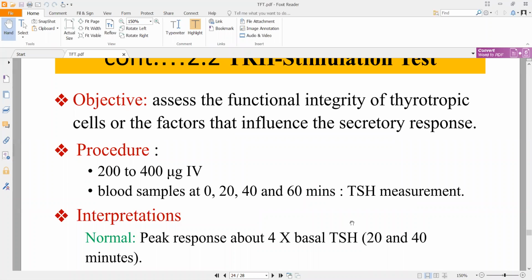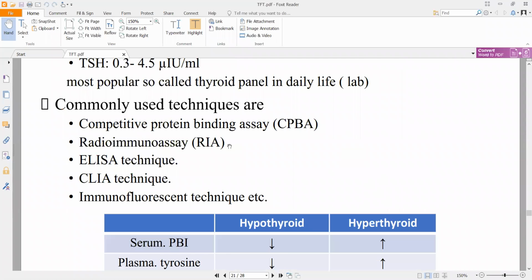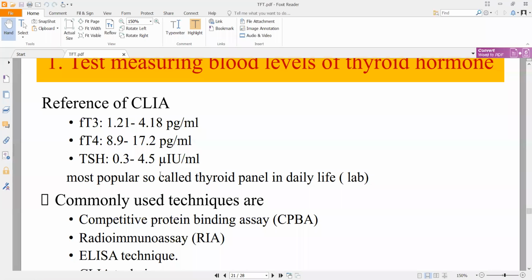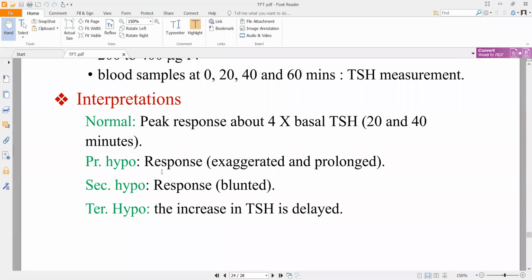Normally, a peak response of around 4 times the basal TSH level should be seen within 20 to 40 minutes. Meaning, what is the normal TSH level? The normal TSH level is 0.3 to 4.5 micro IU per ml. So I should be able to get 4 times that of the normal value. If the normal level is 0.3, I should see 1.2 TSH in the blood within 20 to 40 minutes. That is the normal peak response. I hope you understood the interpretation.